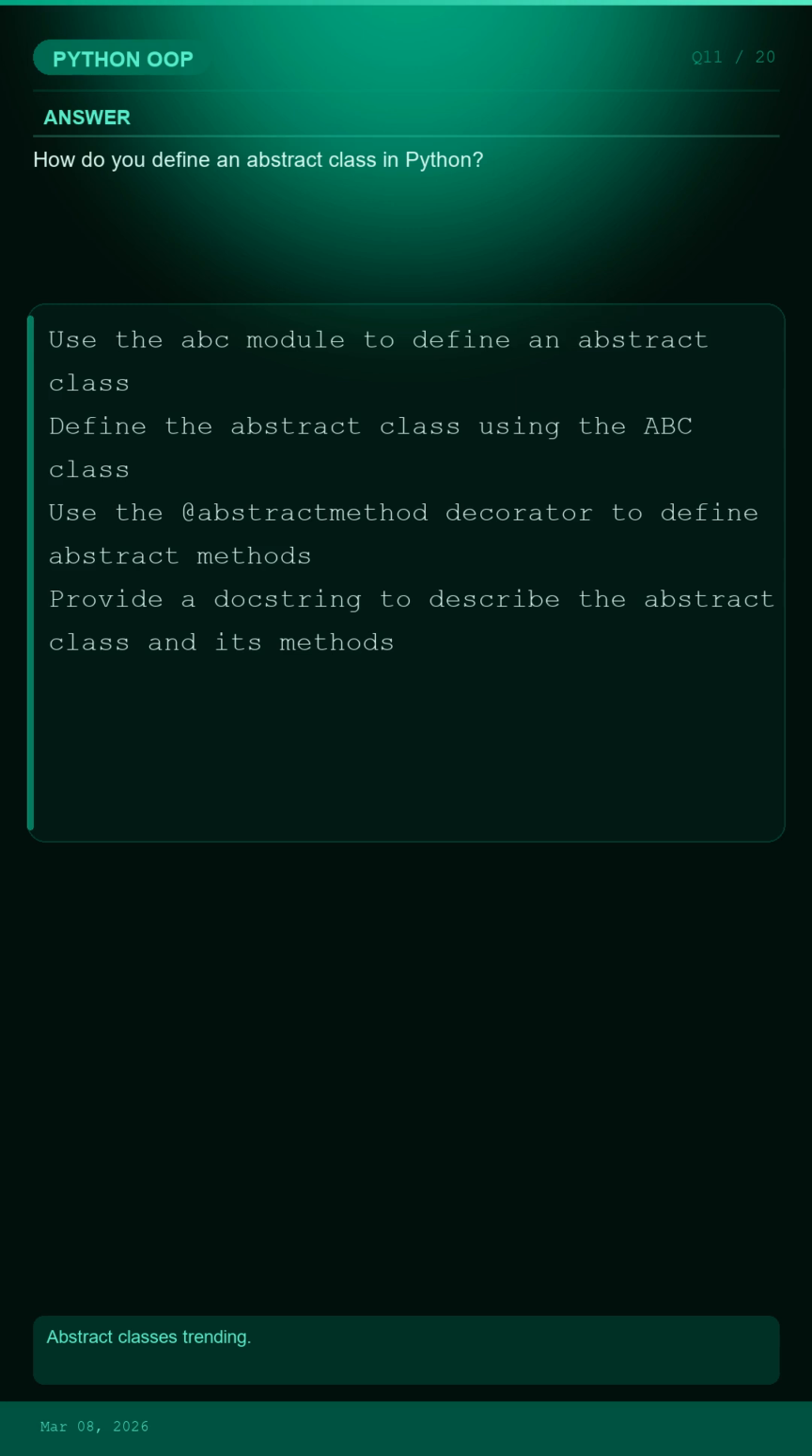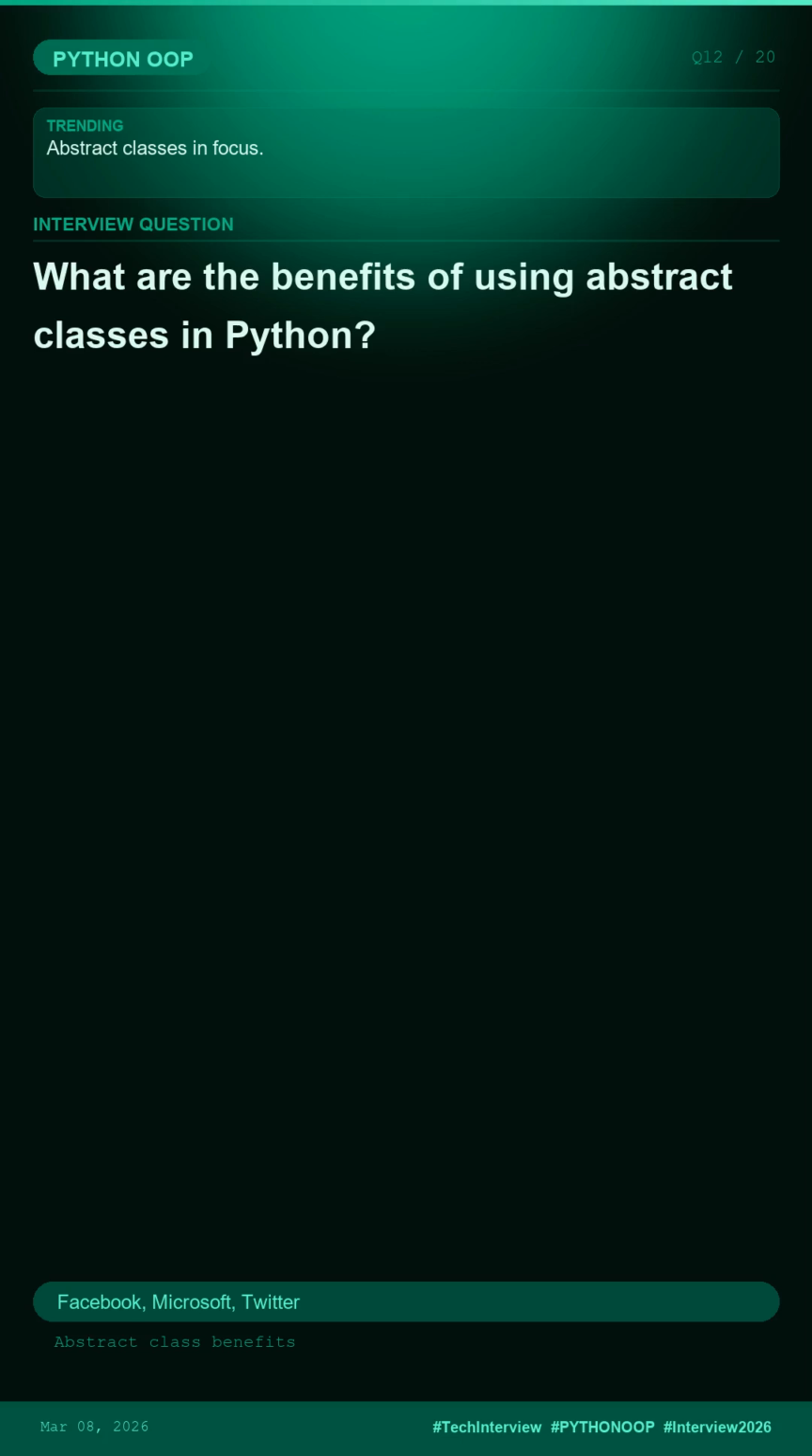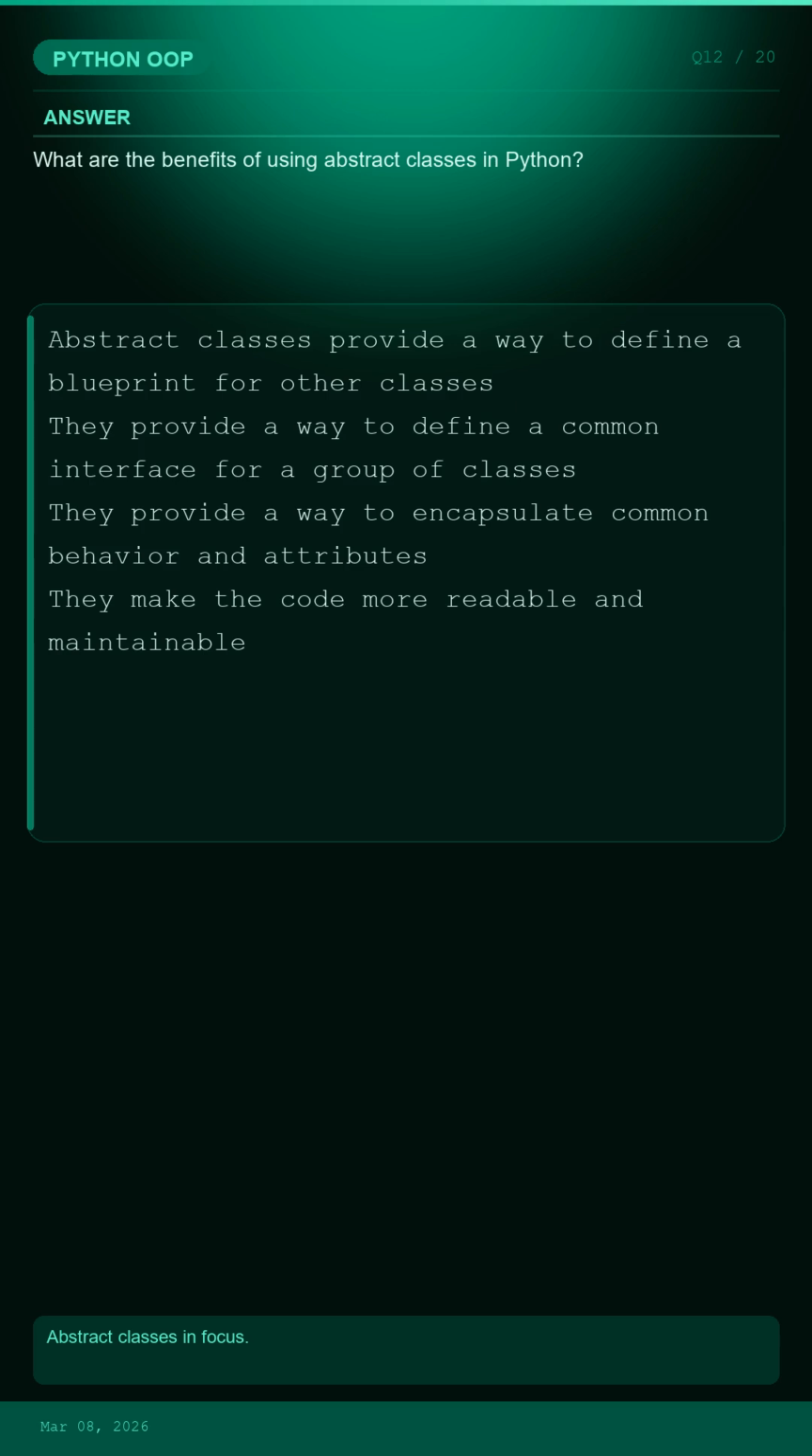Next question, Question 12. What are the benefits of using abstract classes in Python? Answer. Abstract classes provide a way to define a blueprint for other classes. They provide a way to define a common interface for a group of classes. They provide a way to encapsulate common behavior and attributes. They make the code more readable and maintainable.